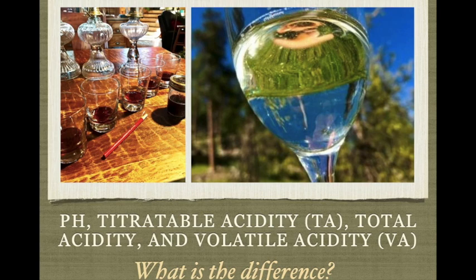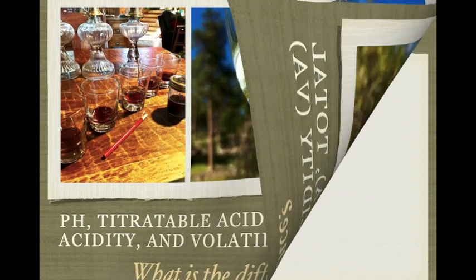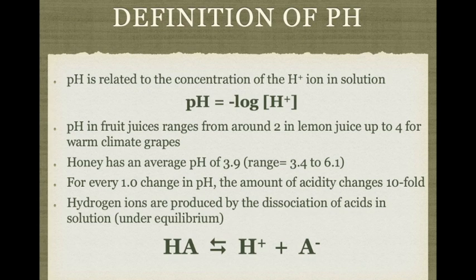pH, titratable acidity, total acidity, and volatile acidity. What's the difference? Some mead makers get confused about the differences between the different types of acids or ways of measuring acids or pH.